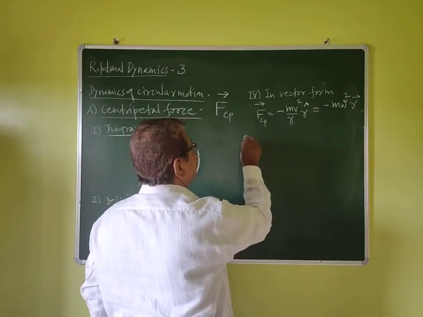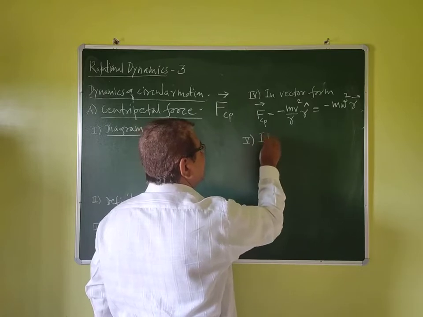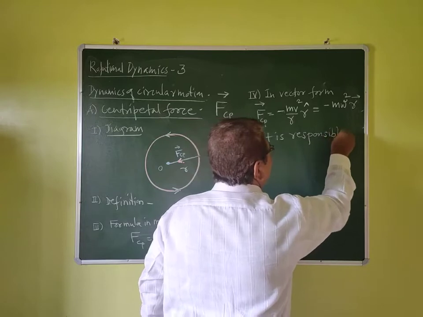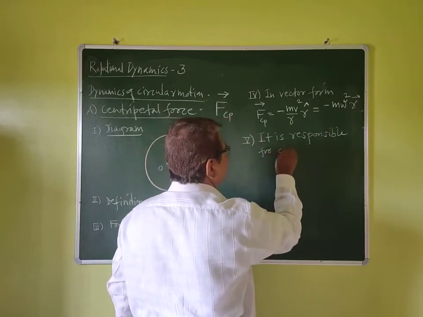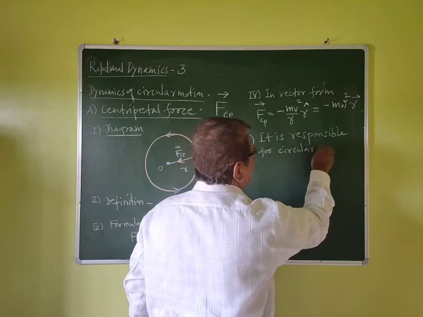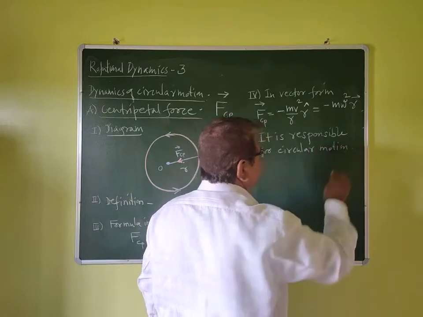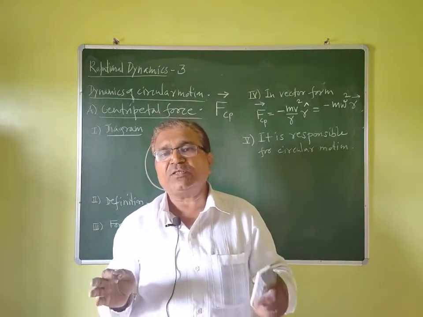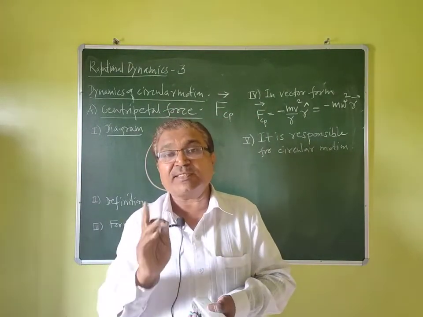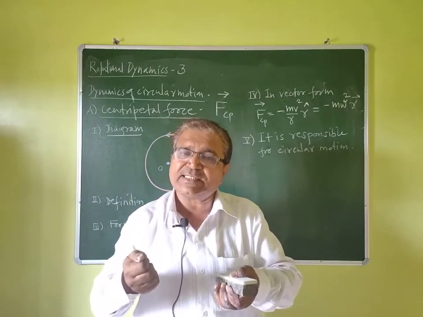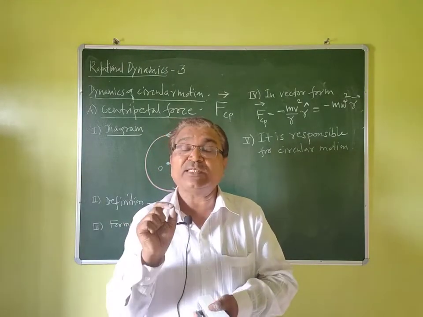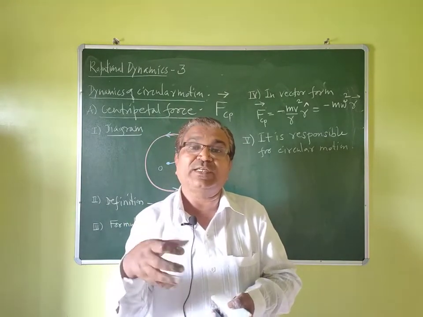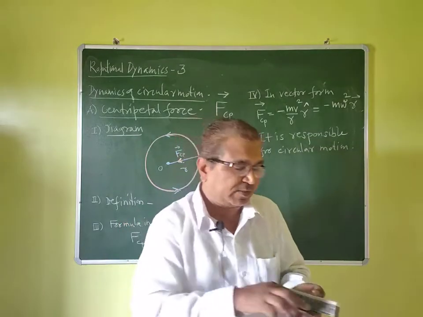So what is our fifth point? It is responsible for circular motion. Without centripetal force, circular motion cannot happen. For circular motion, centripetal force is necessary, dear student, so it is responsible and it is a cause of circular motion.